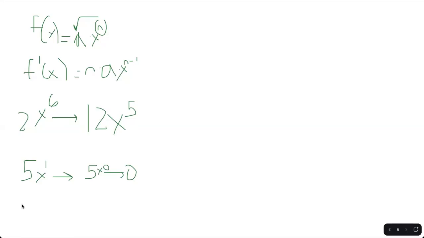What about something like 5 over x? That's just going to be 5x to the power of negative 1. So like with any other expression, we bring down the negative 1. We get negative 5 because negative 1 times 5 is negative 5. And then x to the power of negative 2. And you can write this negative 2 as a reciprocal, so it'll be negative 5 over x squared.